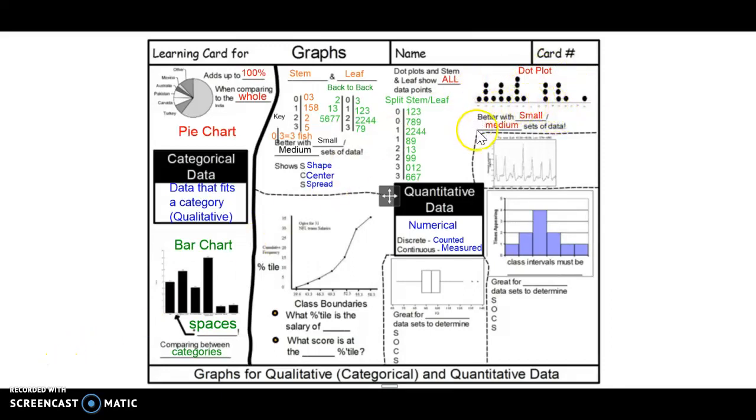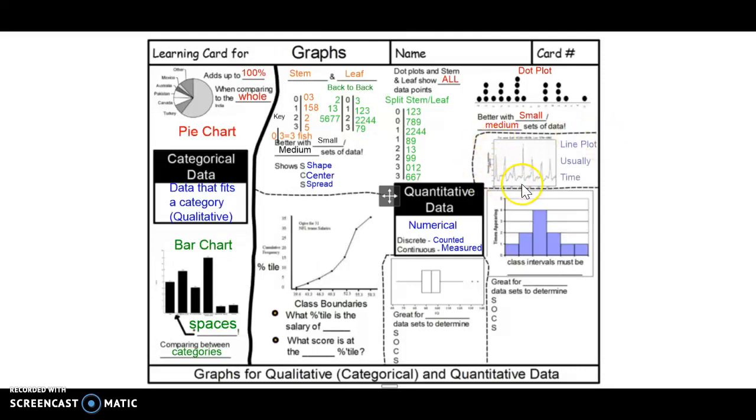It's also good that if you're trying to make a dot plot, it's best if you use small or medium-sized data sets. If you get hundreds and hundreds of data points, it's kind of difficult to make a dot plot or a stem and leaf plot out of that because it's just so many data points. If you had a large data set, you would want to use one of these other types of graphical displays.